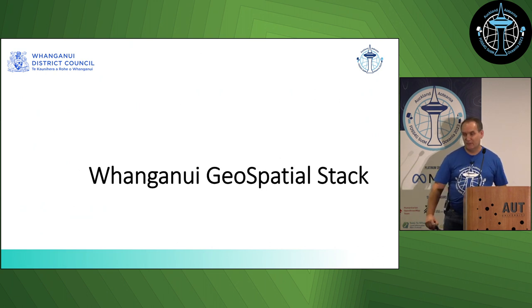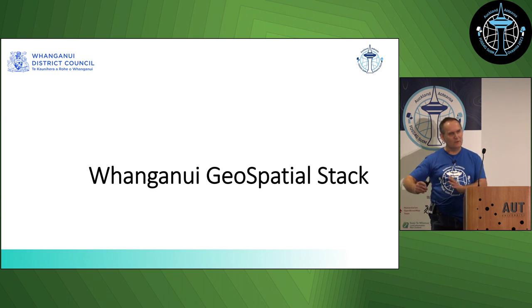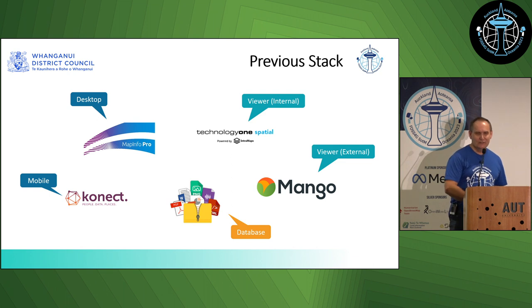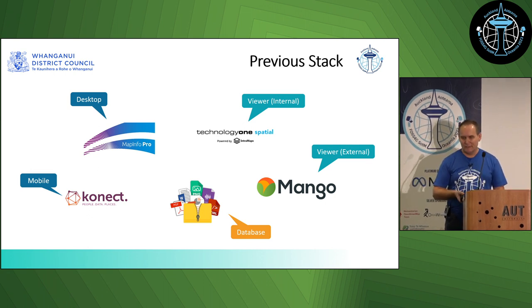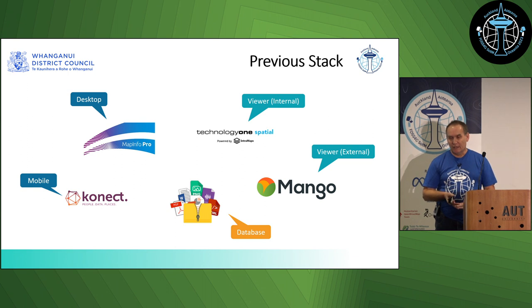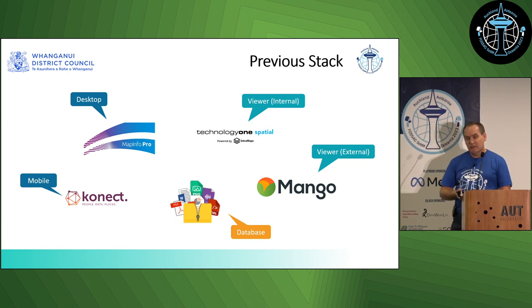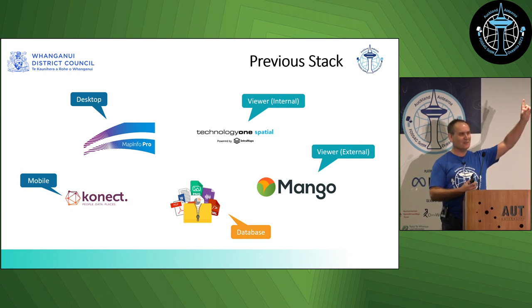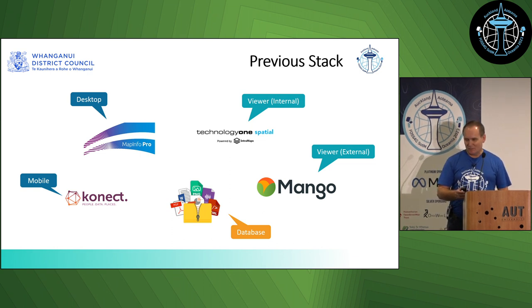Okay, let's have a look at our stack, and we'll have a bit of a before and after look. Previously, we had some lovely things like desktop with MapInfo Pro, which I grew up on. I started learning that in the early 90s. We had some mobile stuff, a viewer called Intramaps, which some of you know in this room. And we used Mango Maps a little bit. And we had this really awesome database called Windows File System. Has anybody had that database before? Yeah. Thank God we don't have that anymore.